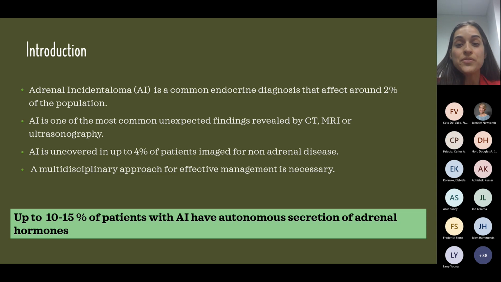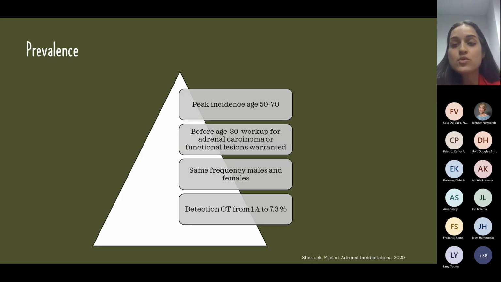And around 10 to 15% of the patients with adrenal incidentaloma are going to have an autonomous excess of hormonal secretion from the adrenal hormones. So it's very important that we take a multidisciplinary approach so we can do an effective management for these patients. The prevalence is going to increase with age.